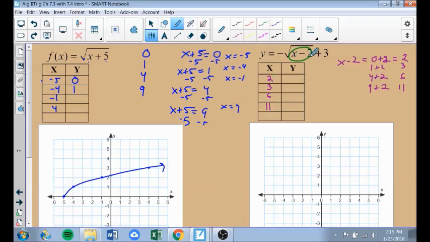Plug in 2. 2 minus 2 is 0. The square root of 0 is 0. Negative 0 plus 3 is 3. Plug in 3. 3 minus 2 is 1. The square root of 1 is 1. Negative 1 plus 3 is 2. Let's plug in 6. 6 minus 2 is 4. The square root of 4 is 2. Negative 2 plus 3 is 1. And 11. 11 minus 2 is 9. Root 9 is 3. Negative 3 plus 3 is 0. So I have the point 2, 3. 3, 2.